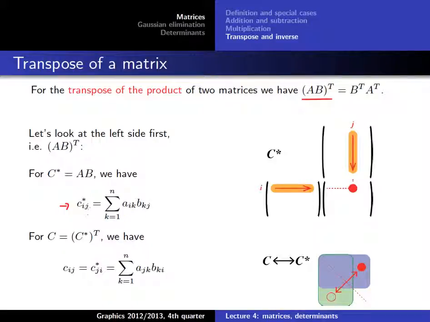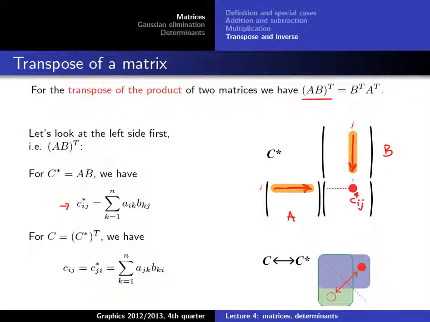A new coefficient C star ij is calculated by taking the row i of the matrix A, so this is the matrix A, this is the matrix B, multiplied with the column j of the matrix B, and this is then our new coefficient C star ij. That is just the definition of the matrix multiplication.